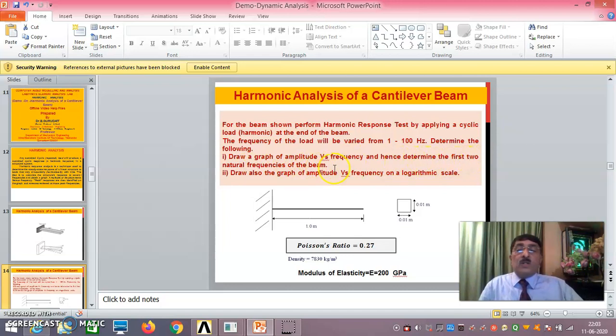And if you find out the two natural frequencies at the points of peaks, where you have the peaks, they are the points of natural frequency. That should be verified with the modal analysis, and also draw the graph of amplitude versus frequency on a logarithmic scale. Same thing on a logarithmic scale. Okay, this is the problem given.